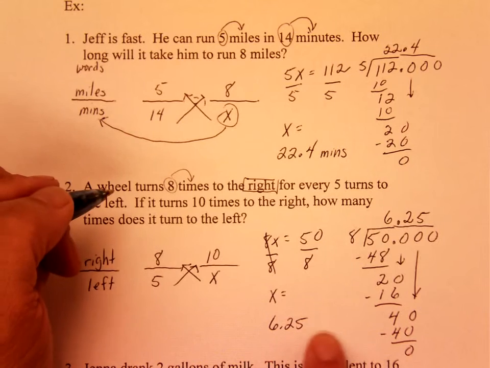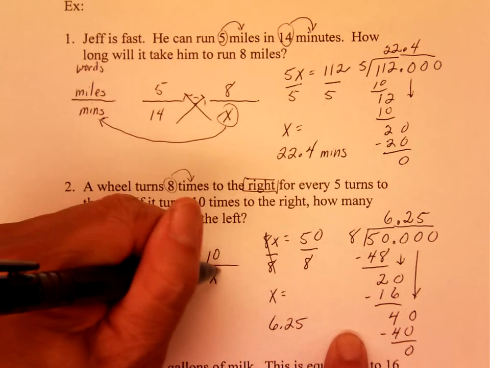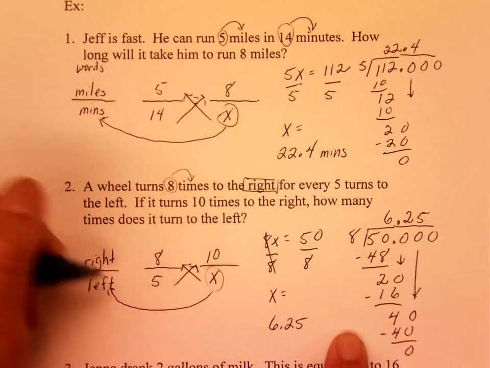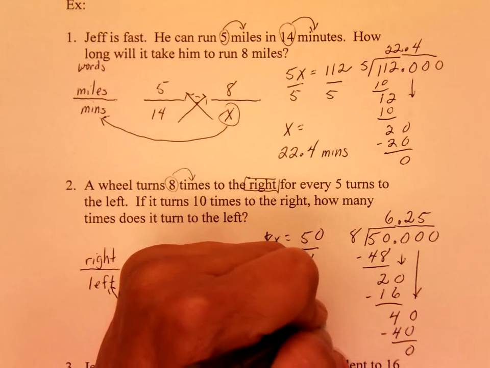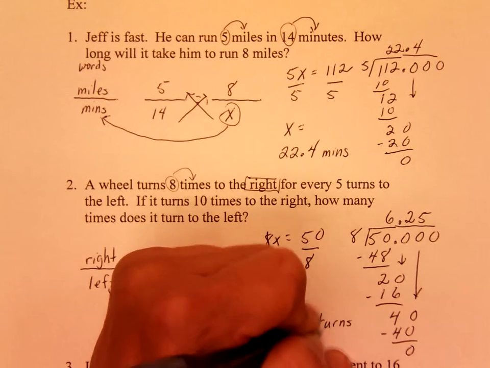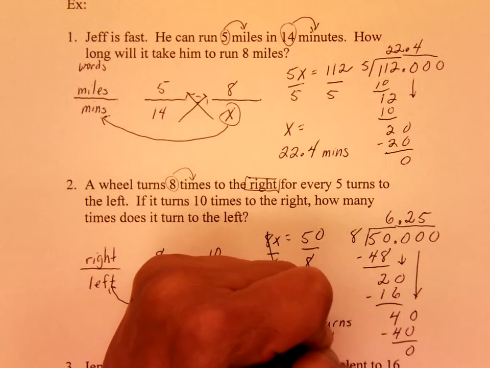Make sure you have your words. Look at where your x is. Look at what it's across. 6.25 turns to the left. Or if you want, you can just write left.